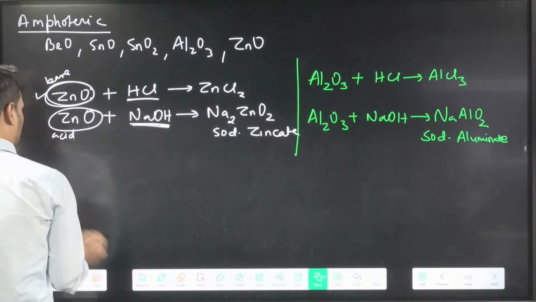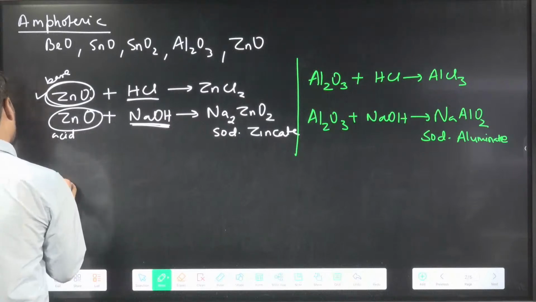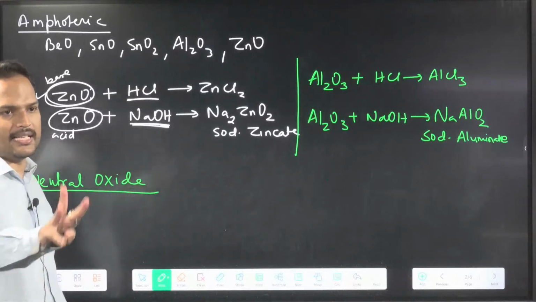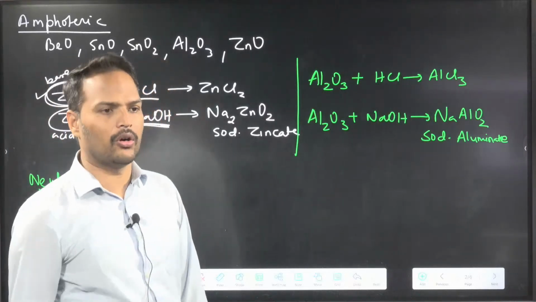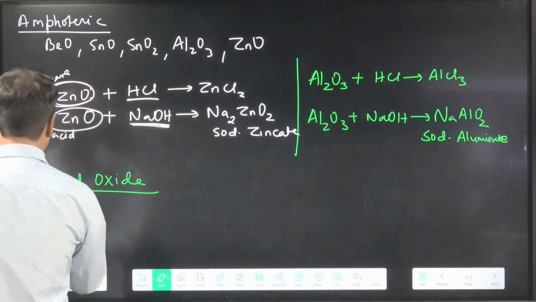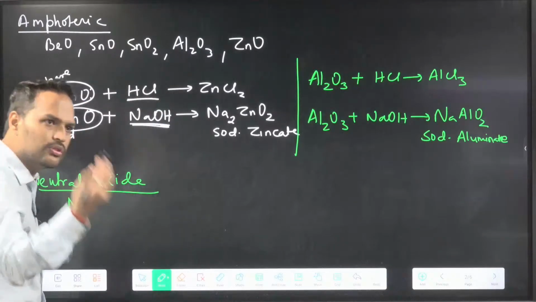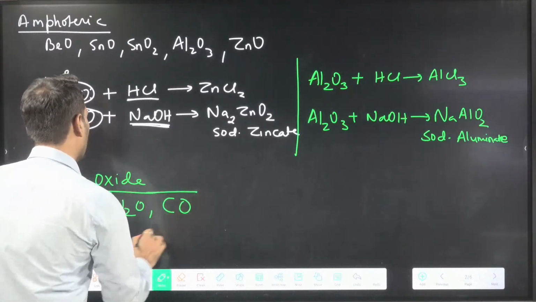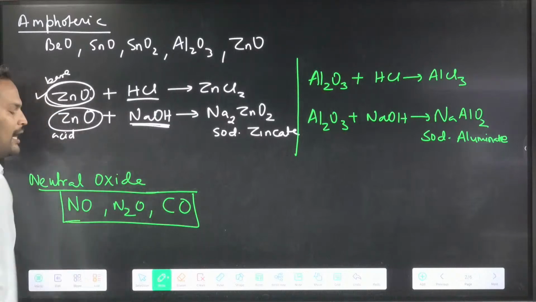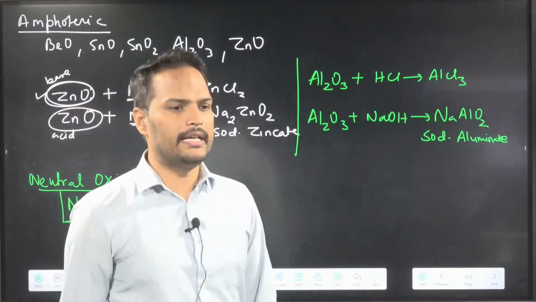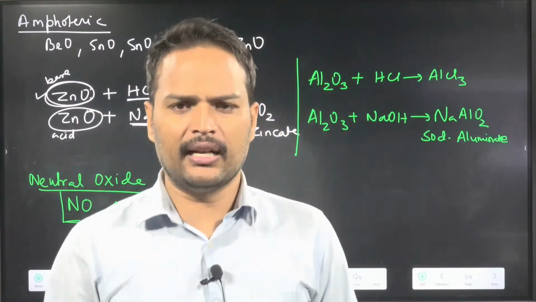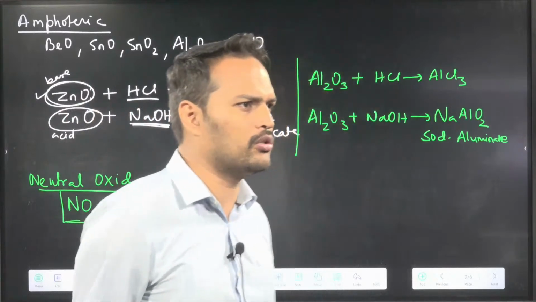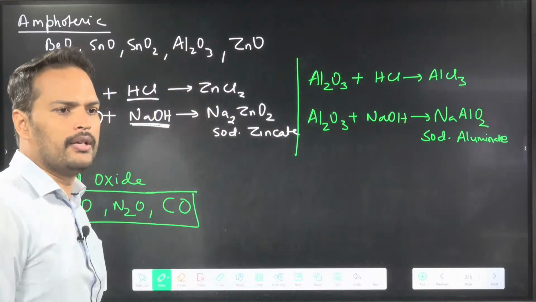Now I am going to write examples of neutral oxides. Very important. Keep this in mind. We have three examples of neutral oxides according to NCERT. What are the examples? And they will also ask you the same examples. NO, N2O and CO. Keep this in mind. They will ask you neutral oxides. Three are given in NCERT, three are in our syllabus. You have to remember three. They will ask you from this only. So is it clear?